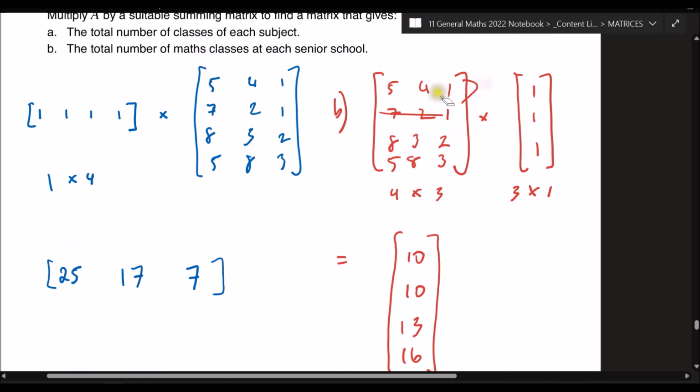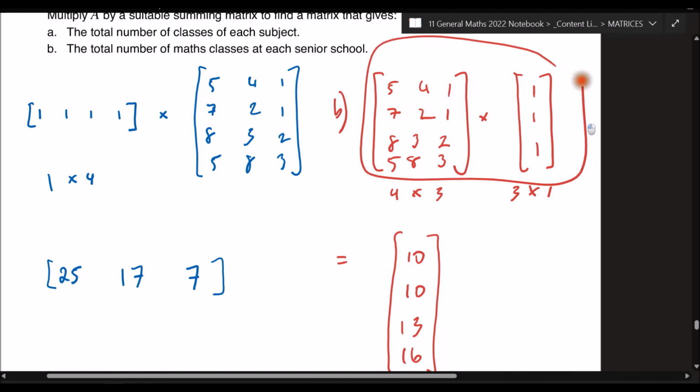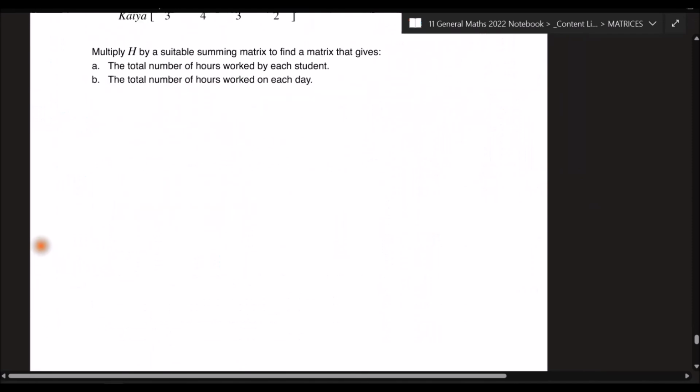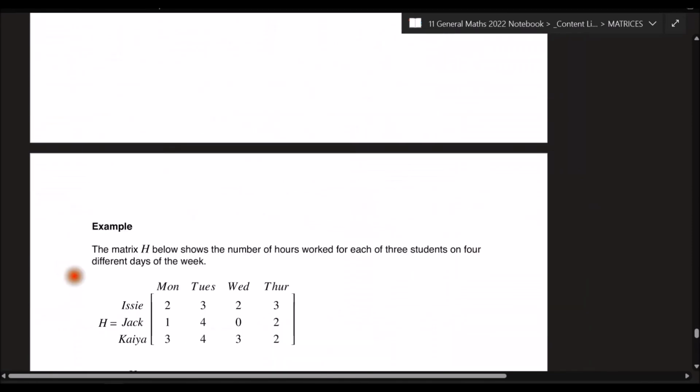I know we're just adding, but again, in your SAC, you've got to show this sort of working out. And you've got to tell me that you're using either some sort of row or column matrix to add them up. That's the main important thing that we look for in your SAC and how we mark it. And that's basically it. Okay, cool.